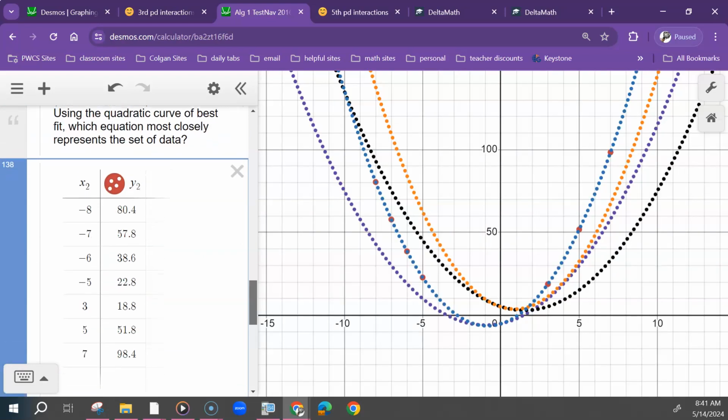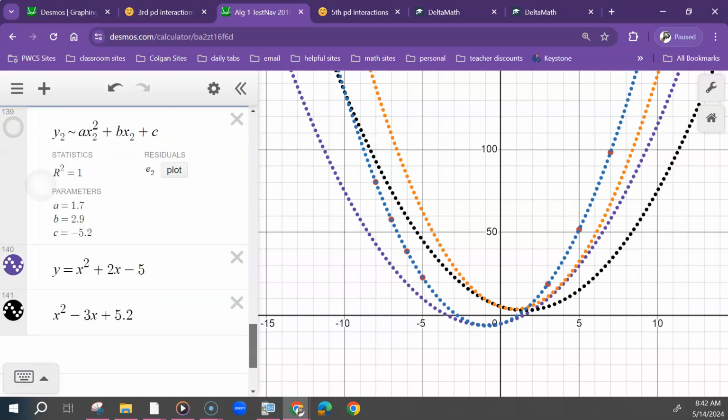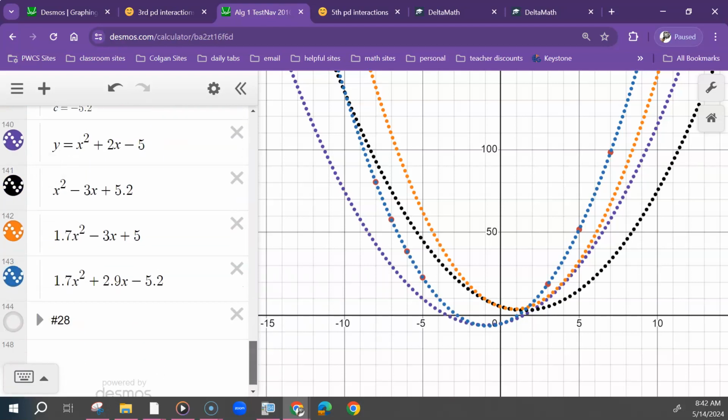So you can do this a couple different ways. You can put in all the points using your table. So go into the plus, go into the table, put in all your points. It was multiple choice, so you could have put in each one and seen which one the points fall on. So my points are all these red dots, and it looks like this blue line is the one that matches that, which was D.